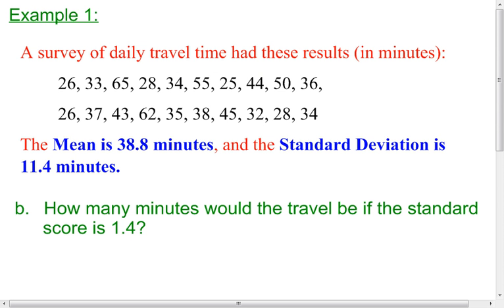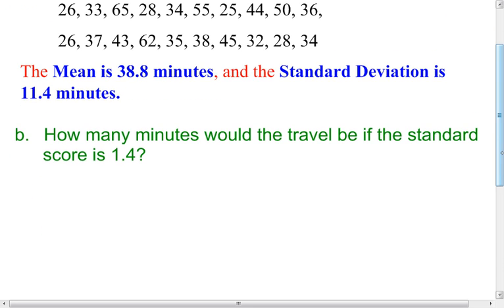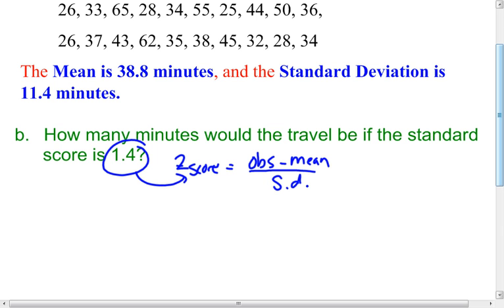So the next question would be this. How many minutes would the travel time be if the standard score was 1.4? The standard score, again, tells you how many standard deviations above or below the mean you are. And so you're going to use the z-score formula again: the observation minus the mean, divide by the standard deviation. Well, in this case, this 1.4 is the z-score. I already know the z-score. What I don't know in this case is the observation, or the raw score.